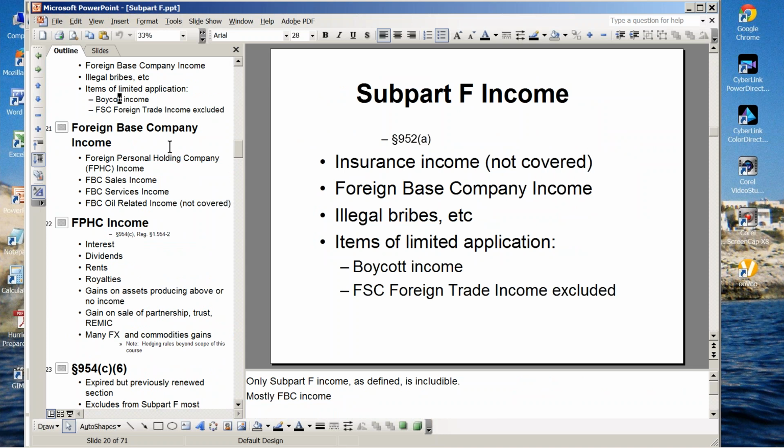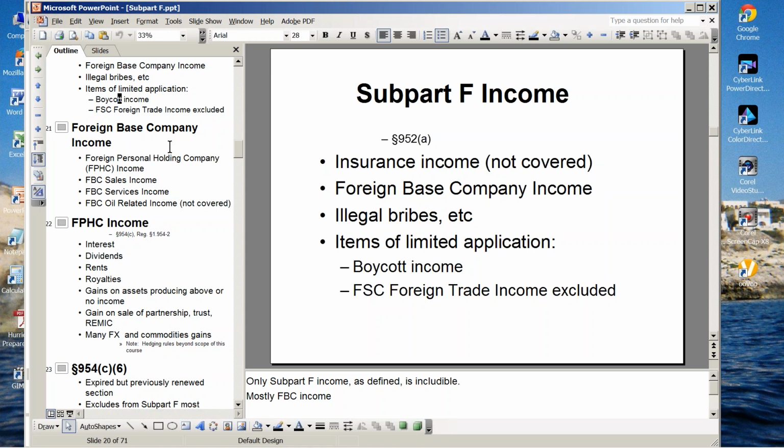Subpart F income, back up to this slide, includes some things that we're not going to talk about in this course. I know Anna is with an insurance company, so the foreign-based company insurance income provisions would be of interest to her, but for most of the rest of us, the insurance industry as a special industry just isn't something we're involved in, so we won't be covering that.